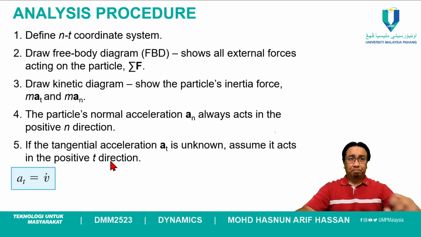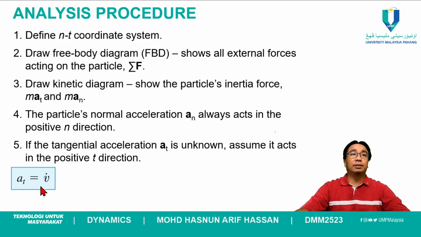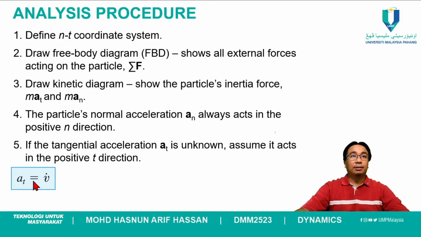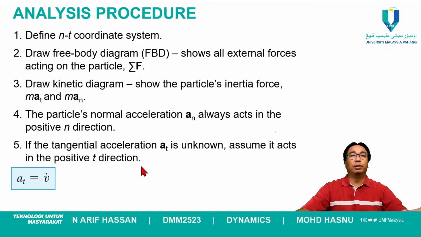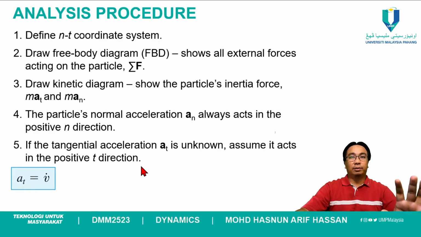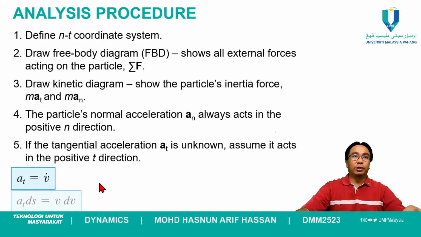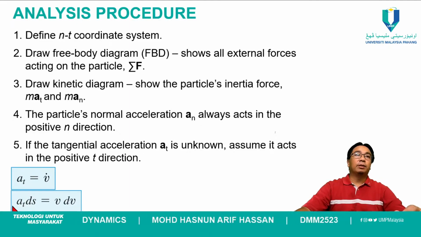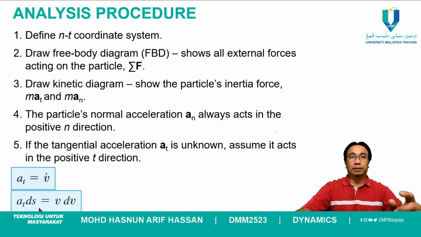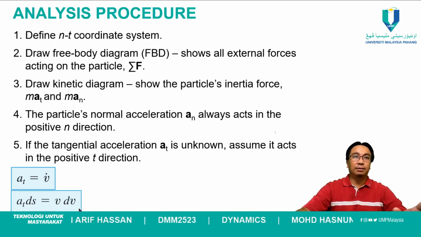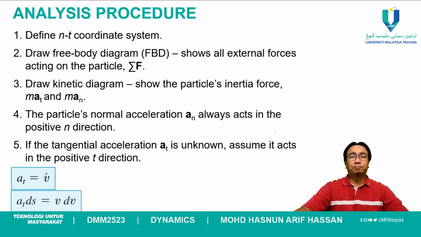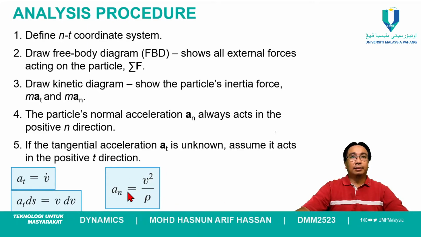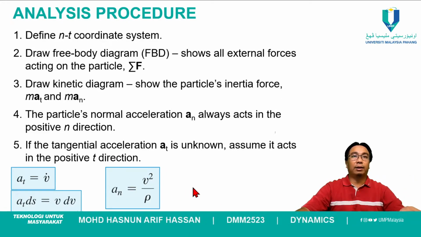Like I have mentioned just now, AT is equal to V dot, which is dV over dt. And then we have our basic kinematics equation. We can then apply A ds equals V dV, or in this case, AT ds equals V dV. To solve the problem, if this is needed, then you have to apply this basic kinematics equation. And then AN is equal to v square over rho, like I have explained before.